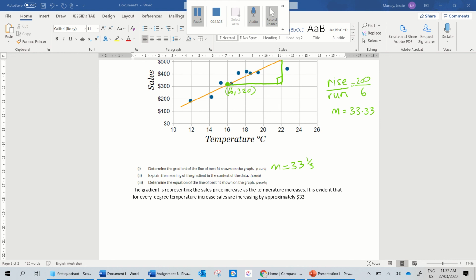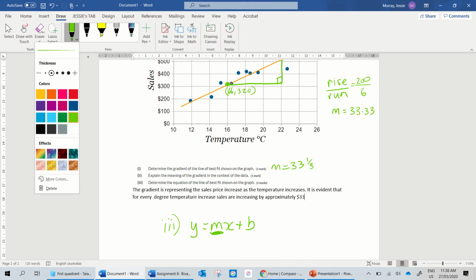Then, it says determine the equation of the line of best fit. Now, the equation of any line is in the form y equals mx plus b, remember. We already know m. All we need to do is find b, okay? So b, remember, is your y-intercept. So you could do this by an estimation, all right? And you could just extend your line through. However, I'd recommend doing this precisely.